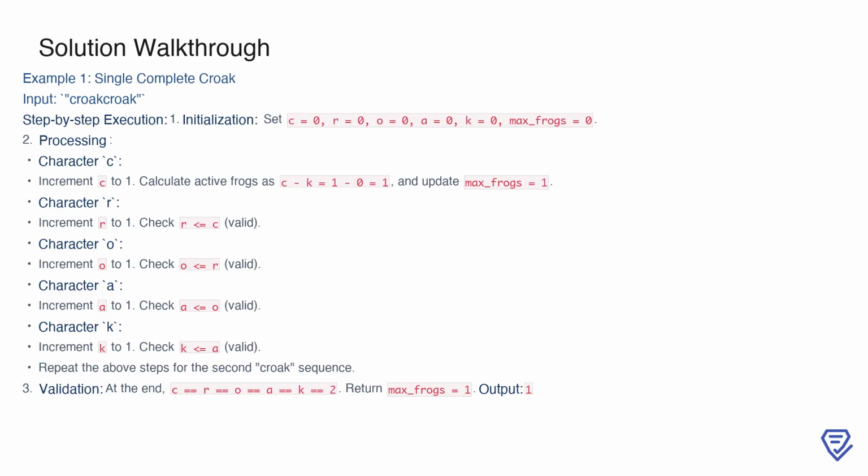The process is repeated for the second sequence, and at the end, all counters equal 2, indicating 2 completed croaks. The maximum number of active frogs at any point was 1. Thus, the output is 1.